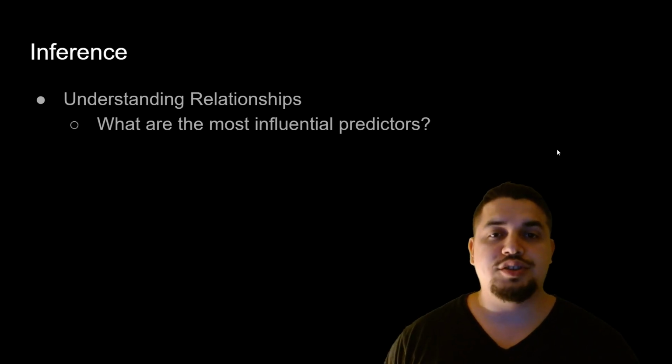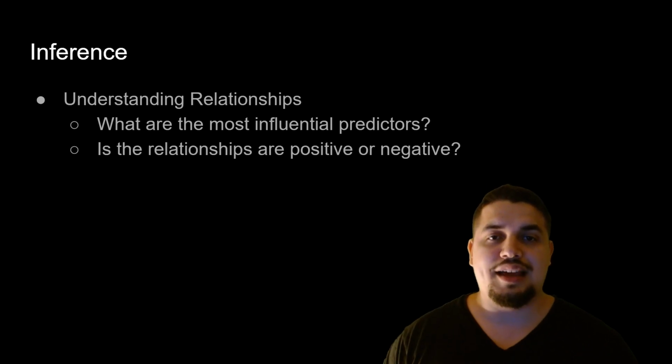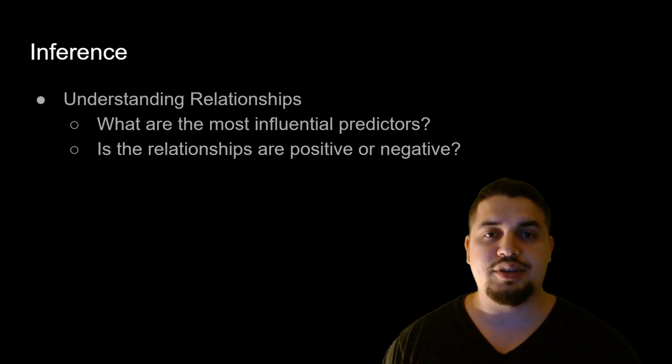The first question is, which predictors are significantly associated with your response? This involves identifying the most influential predictors. The second asks, what is the nature of the relationship between the response and predictors? This includes determining whether the relationships are positive or negative.